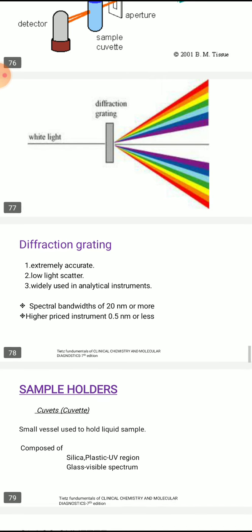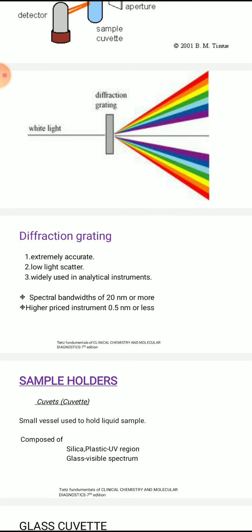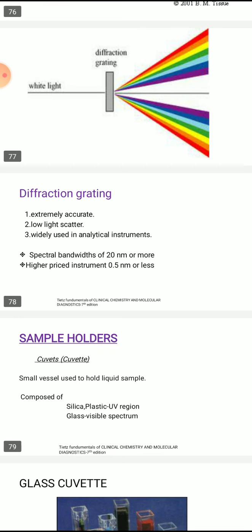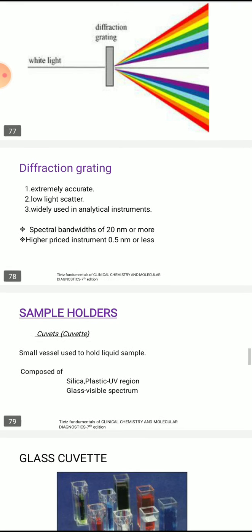Spectral bandwidth is 20 nanometer or more. In higher priced instruments, it is 0.5 nanometer or less. Some higher priced diffraction gratings are available which have a very narrow bandwidth of 0.5 nanometer. The usual diffraction gratings have 20 nanometer or more spectral bandwidth. If it is high cost, diffraction gratings with 0.5 nanometer or less spectral bandwidth are available. Then we will deal with the sample holders.